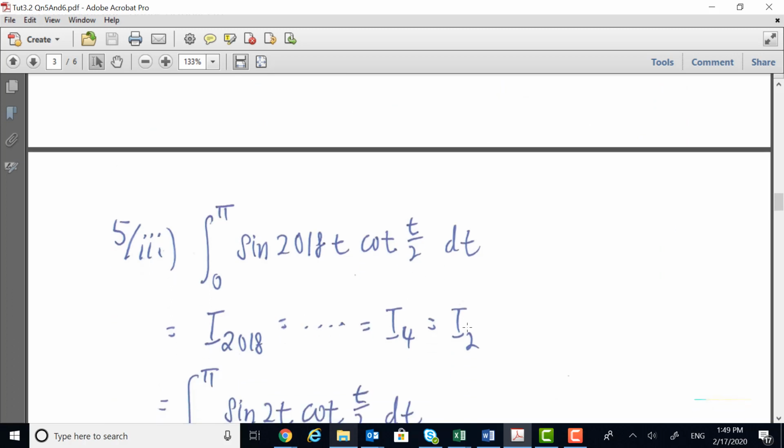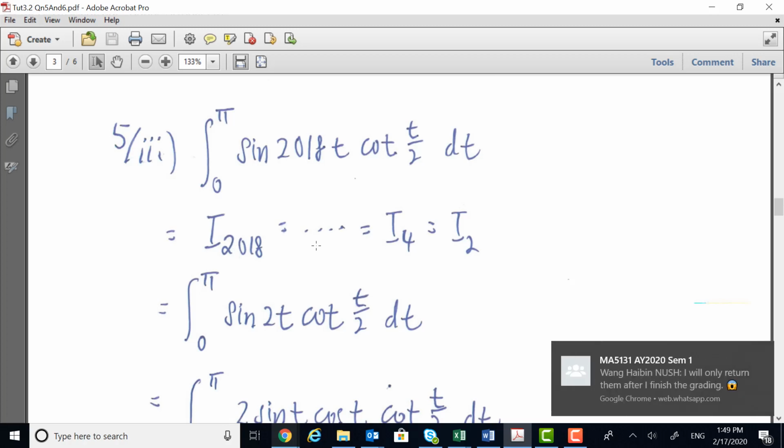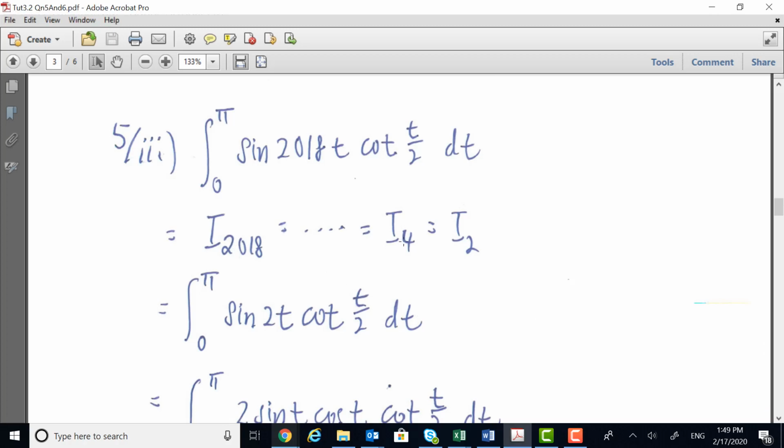And then in question 5 part 3, you're asked to evaluate this expression. So sine of 2018t cos t over 2 becomes the I of 2018. And this can be reduced slowly to become just I4. And then I4 can be reduced to just I2. And you're left with just evaluating I2. And this is I2. Okay, how do you evaluate I2?